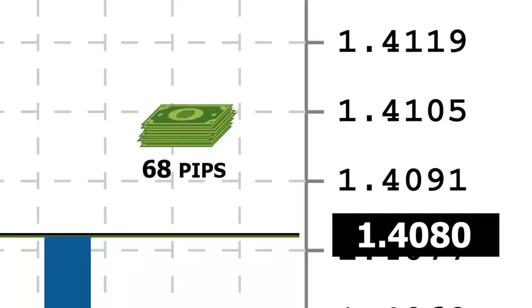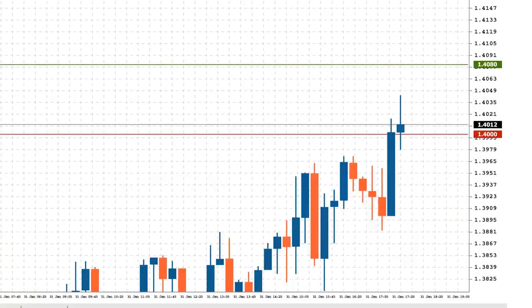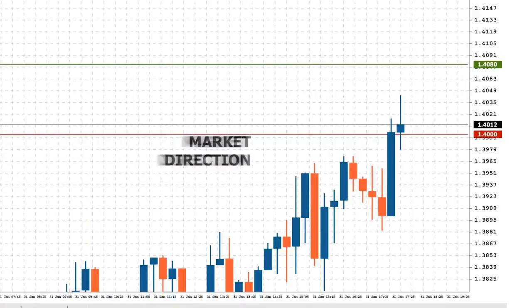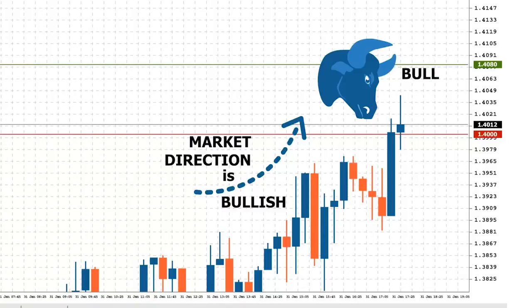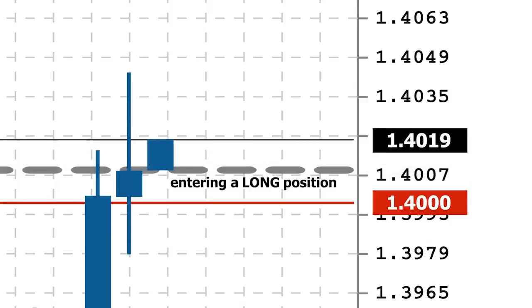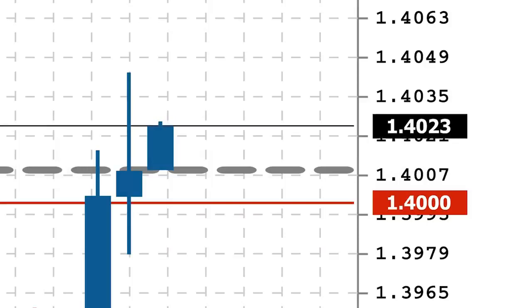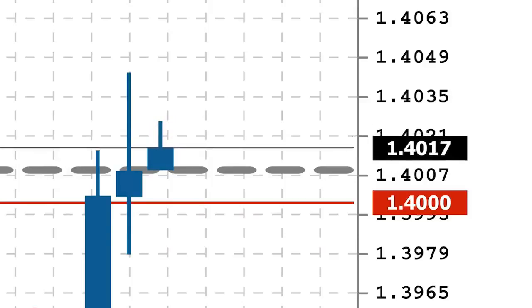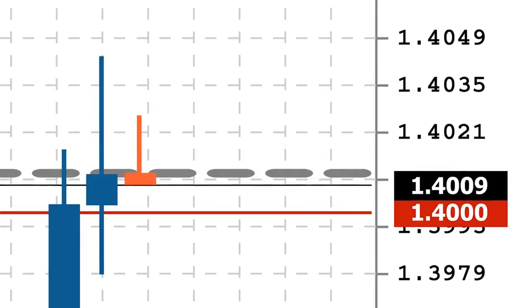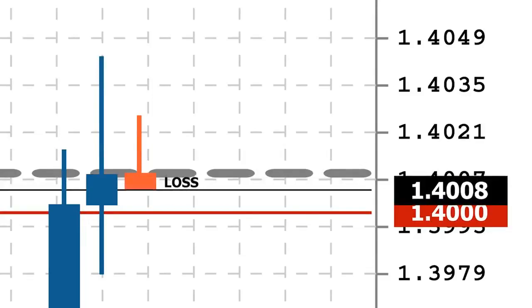Congratulations! But what happens if you lose? Let's visit another scenario where we experience a losing trade. The price is 1.4012, and you are a bull because you think it will continue going up. So you enter a position. Because you buy, you have opened a long position. Okay, the candle goes up to 1.4025, but oh no! The price is going down. The price has reached 1.4009 and you are now making a loss.